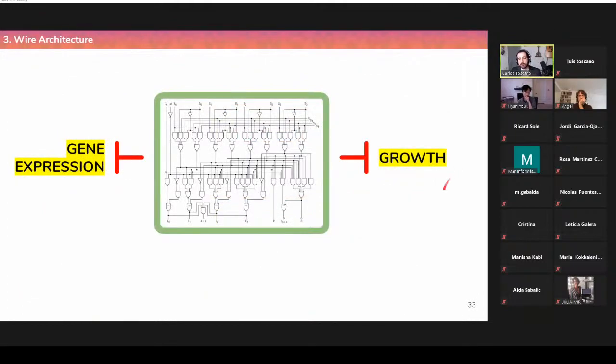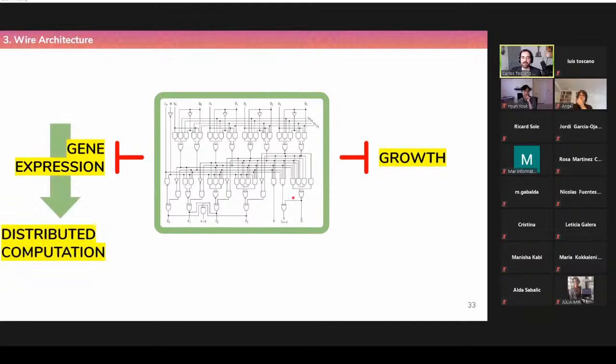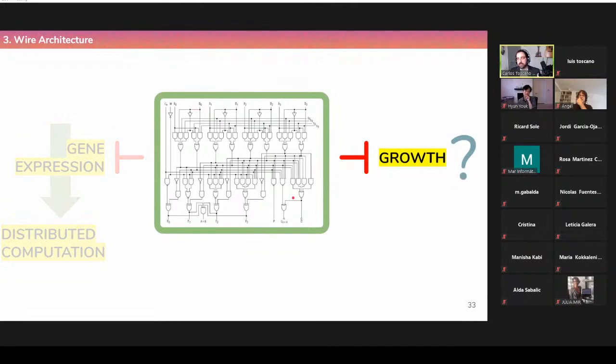Now, we know that if we want to have a complex circuit inside one cell, we're going to have problems with gene expression, but this could be overcome with distributed computation. But what about growth? Well, if growth can be negatively affected, I propose you to forget about cells that are growing and work in non-growing cells.